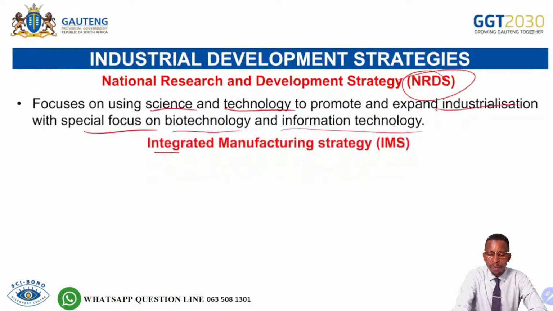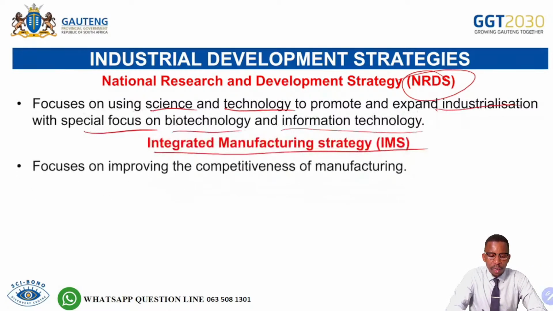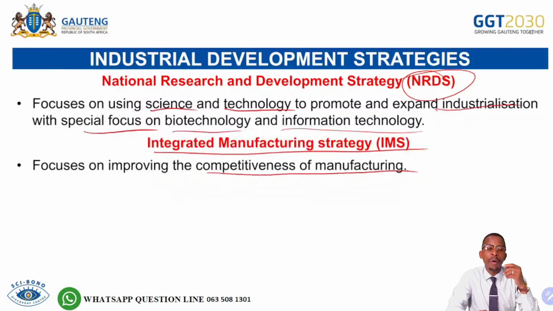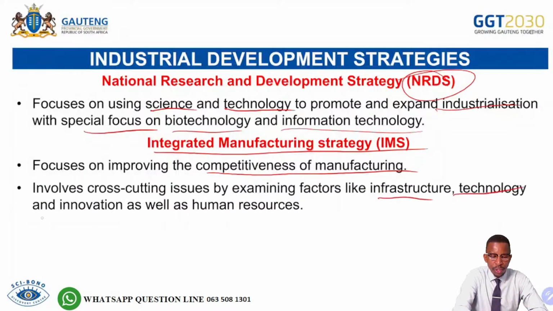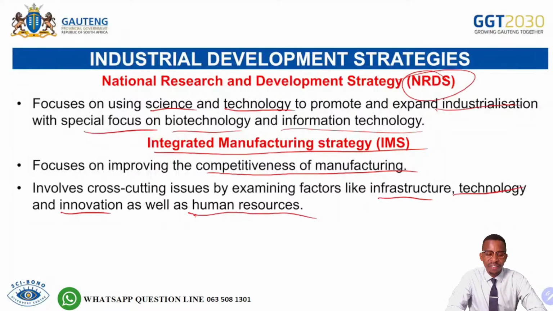IMS, Integrated Manufacturing Strategy. This one aims at the following. It focuses on improving the competitiveness of the manufacturing sector, ensuring that our manufacturing sector is very much competitive locally and abroad. Also involves cross-cutting issues by examining factors like infrastructure, technology, and innovation, as well as human resources, so ensuring that people are well-trained and skilled enough for them to be productive citizens.